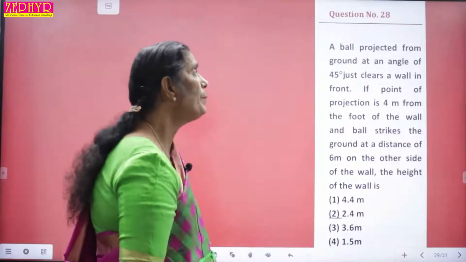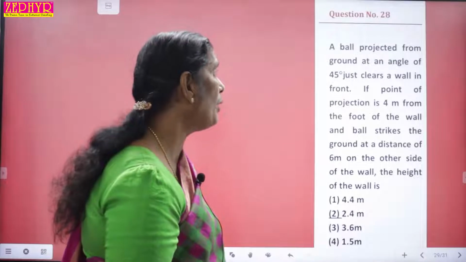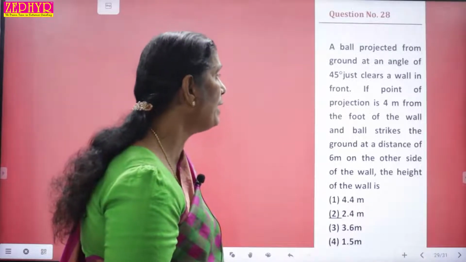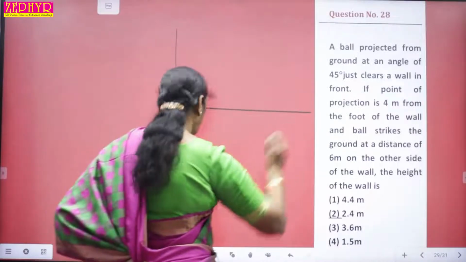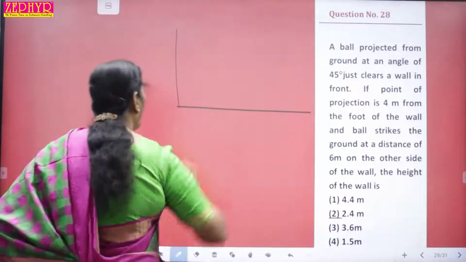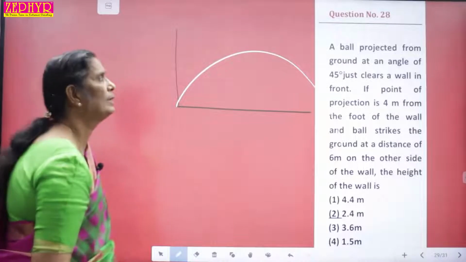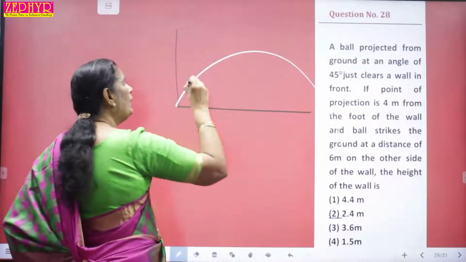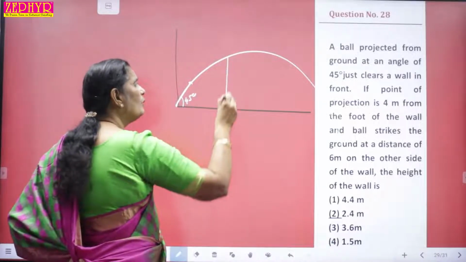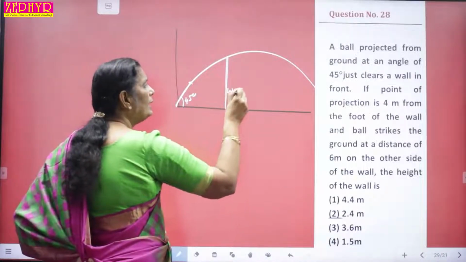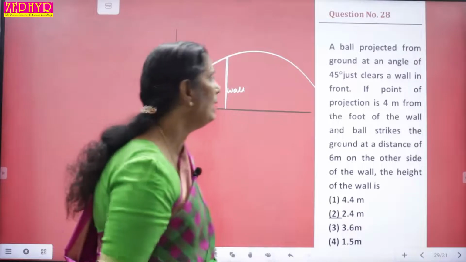A ball projected from the ground at an angle of 45 clears a wall in front. Okay, we'll draw the figure. The ball is projected like this at an angle of 45, and clears a wall. Clears a wall means it touches the wall in front of it.